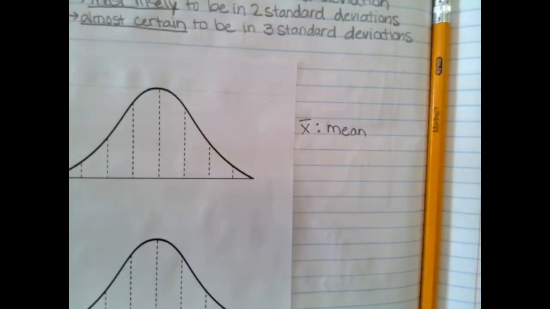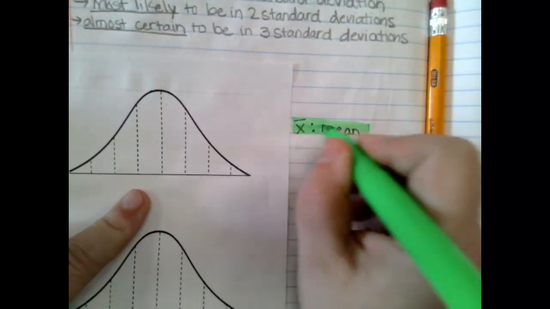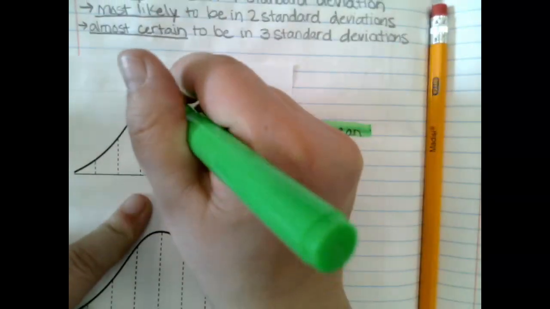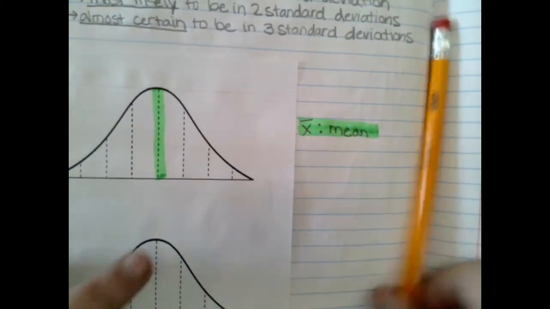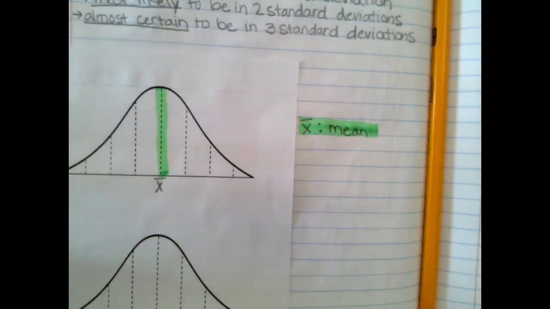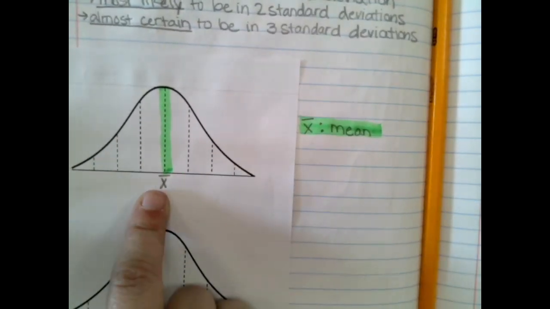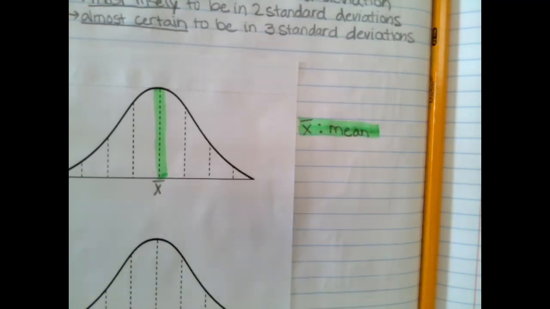Symbols are like their own language. All right, so X bar, super fancy. Okay, and that's because if you study data and stats, you use that so much that anytime you see X bar, you know that is mean. Okay, and that goes in the middle. Yep, X bar. So it's an X with a bar above it. X bar.